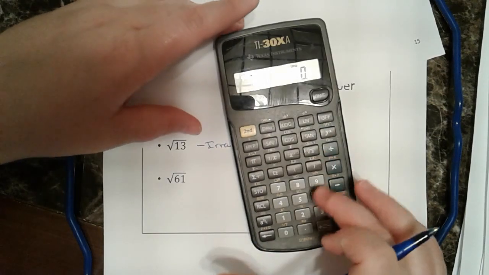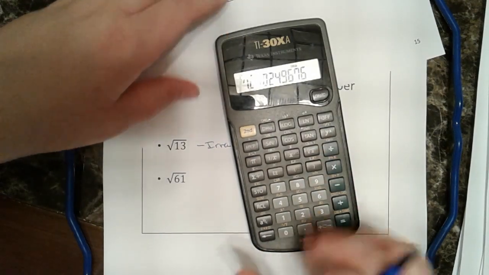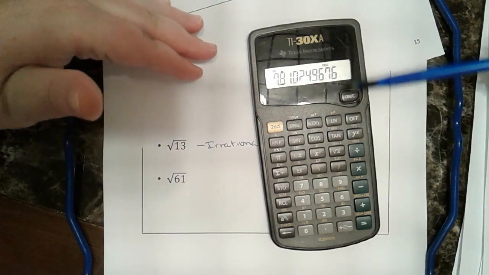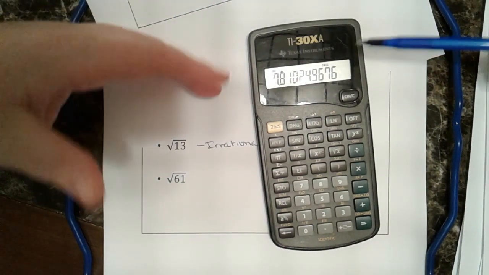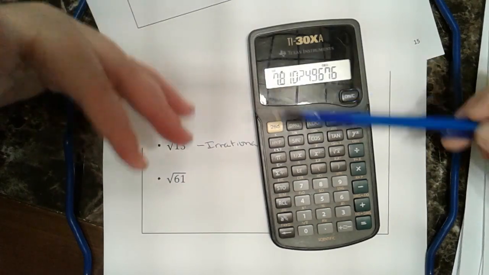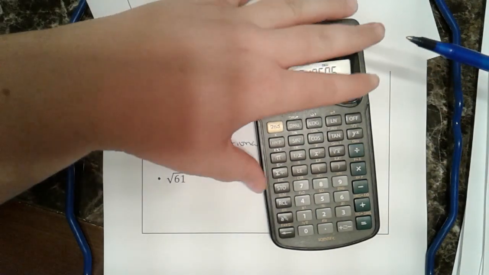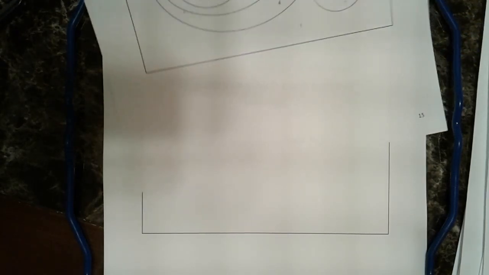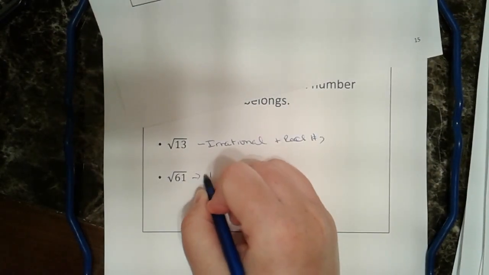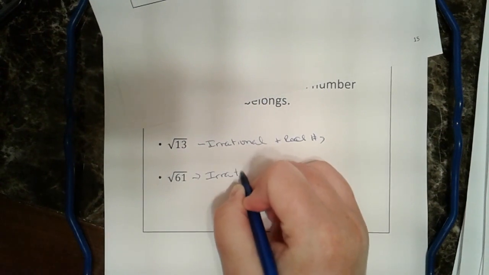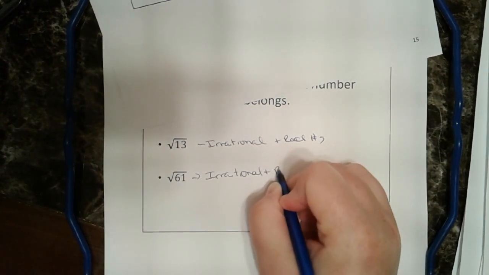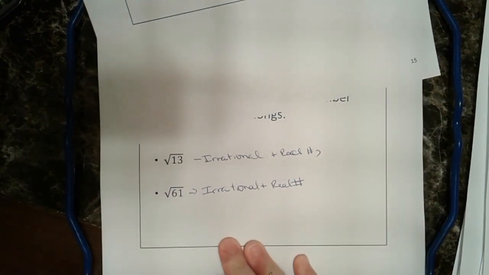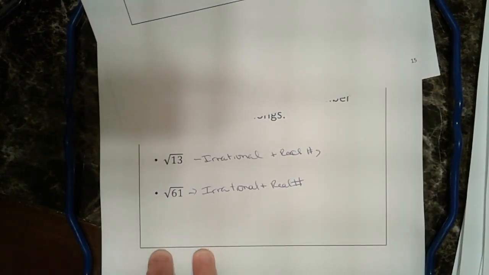Okay, what about the square root of 61? Again, we get this decimal, and again, when it comes into your calculator, the only reason why it ends at 6 is because that's the amount of numbers it can fit in your screen. So on this one, it is still going to be irrational, and it's a real number.